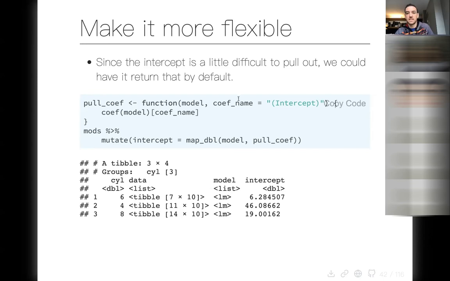In this case, I'm saying coef name is equal to, and by default it holds the intercept. So I just put the code there for intercept. The other thing that is nice about this is that just about every model is going to have an intercept. Not every one, you can fit models without intercepts, but most of the time they're going to have an intercept. Because this has a default argument, I can apply pull coef without supplying any arguments besides the model, and I'll get the intercept back. So intercept, map double, model, pull coef.